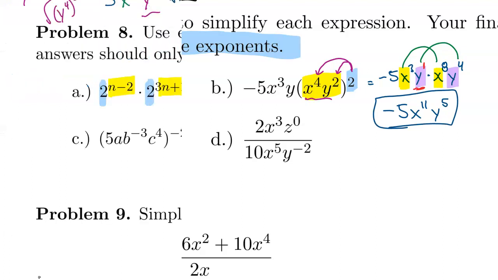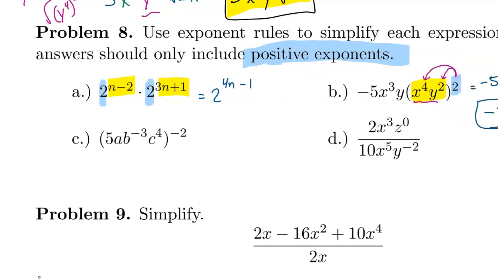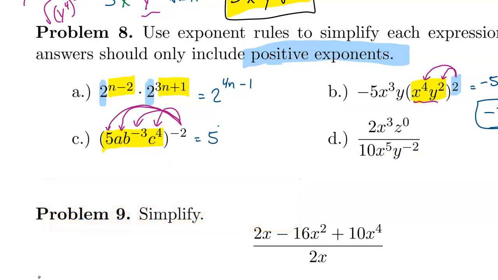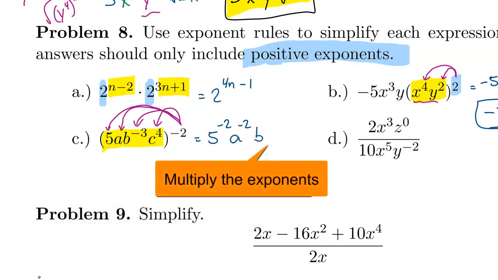Part C is, again, somewhat similar. I have an expression in parentheses raised to a power. So I can distribute that exponent to each of the factors, and there are 4 of them. So let me do that first. I have 5 to the negative 2nd times a to the negative 2nd. And now I'm going to multiply b to the positive 6th and c to the negative 8th.